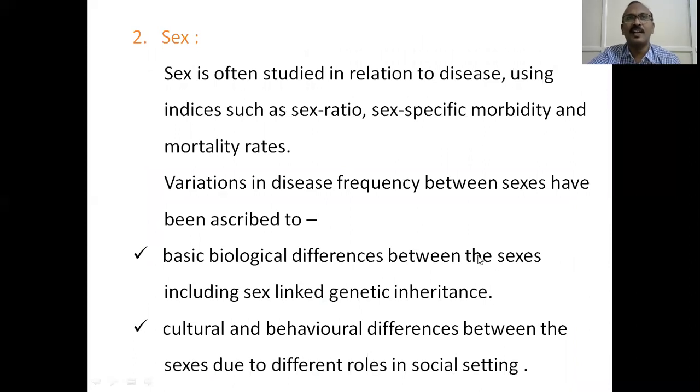So we find that usually hypertension, obesity, and diabetes are more common in females than in males, and smoking, lung cancer specifically, is found to be more in males than in females. And cultural behavior differences like going outside or smoking or alcoholism or any other behavioral differences can also be responsible for the causation of disease.